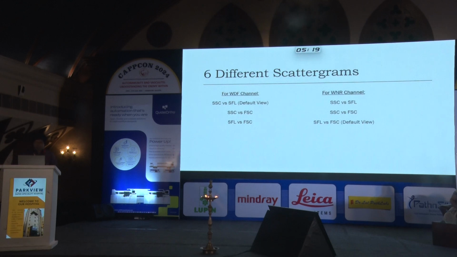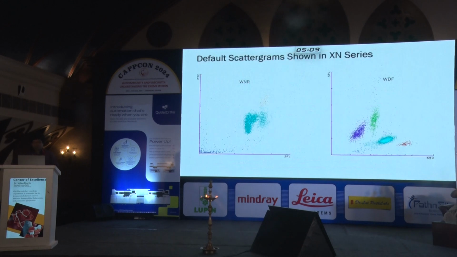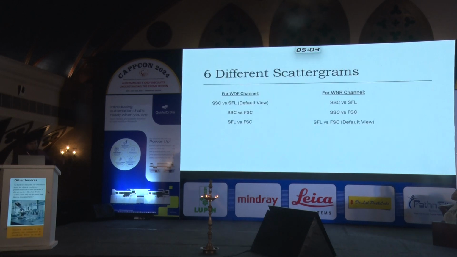scatter plots, and for the WNR channel there will be 3 default scatter plots. So it is interesting to see, these are the 6 scatter plots, but by default the Sysmex system in their dashboard will show you the basic 2 scatter plots. These 2 scatter plots are basically the side scatter versus SFL, SSC versus SFL for the WDF channel. That is the primary scatter plot that many of us actually used to see.